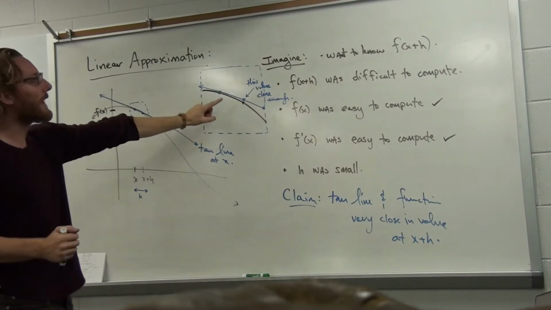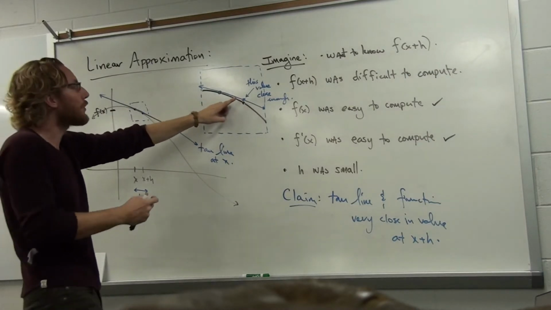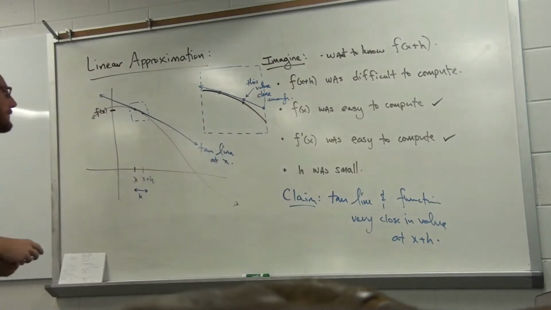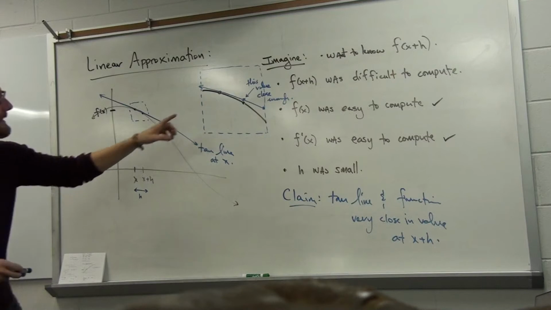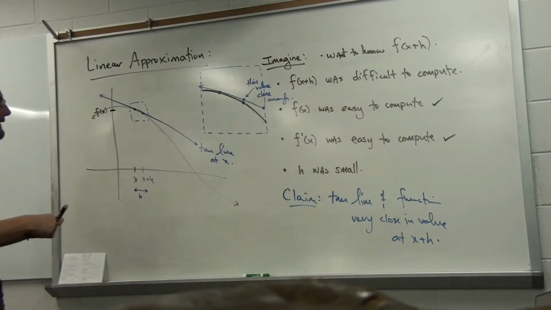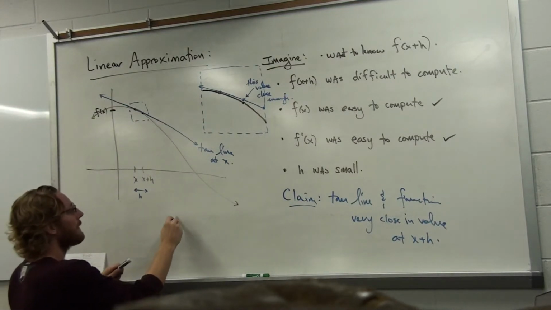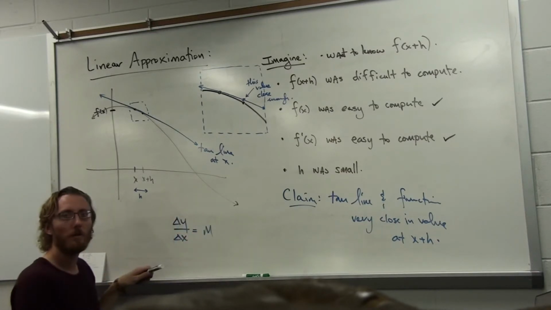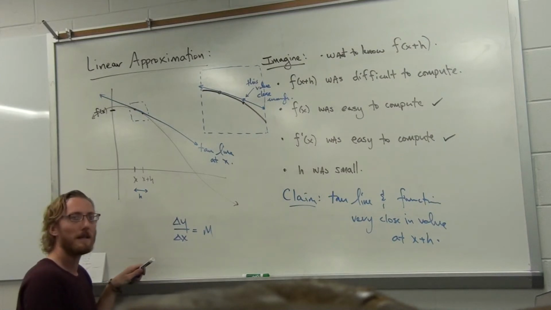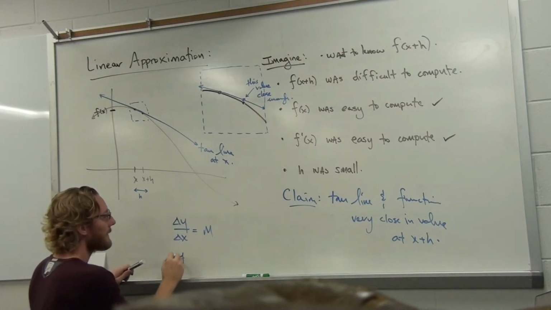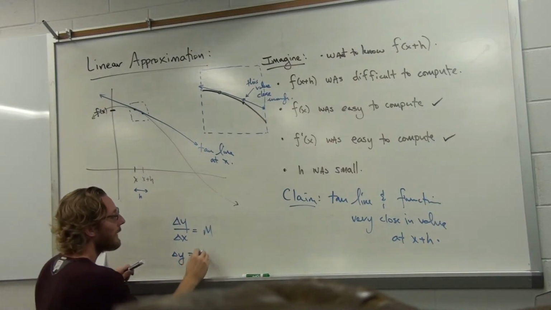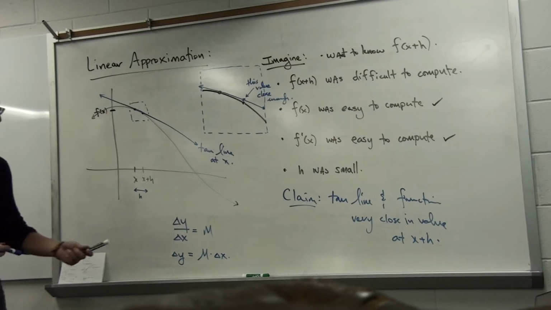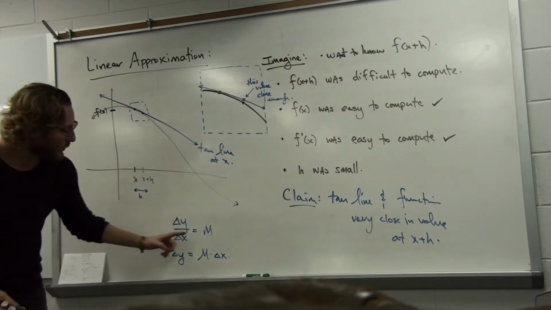Let's try to find what that value is, because this value should only depend on a function value that's easy to compute and a derivative value that's easy to compute. So let's think about that. What is this value? To find this value, consider the following. Change in y over change in x equals slope, right? This is what you know slope to be. So if you multiply both sides by change in x, change in y is just m times change in x. This is a fact, right?